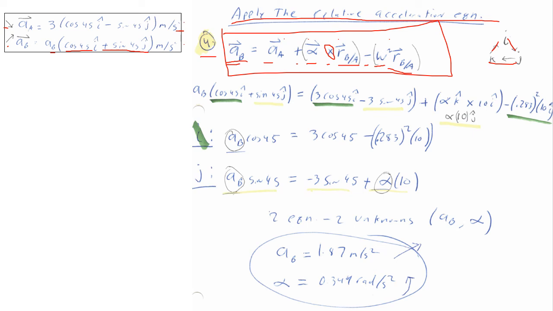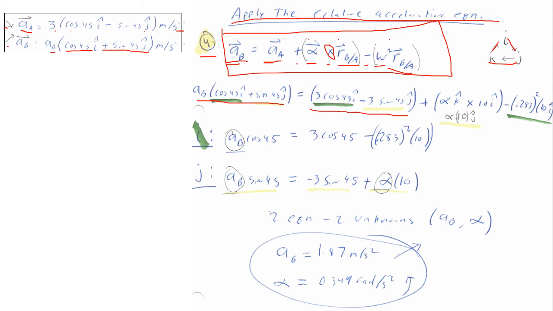So I can plug that in here. a sub B is cosine of 45 i hat plus sine 45 j hat. And I've color coordinated my x and y components, or my i and j unit vectors, here with green and yellow. And we'll see why we do that in just a minute here. Now this is equal to my a sub A. So my a sub A I can pull from up top here: 3 times the cosine of 45 i hat minus the sine of 45 j hat. I plug that in right here for my a sub A.